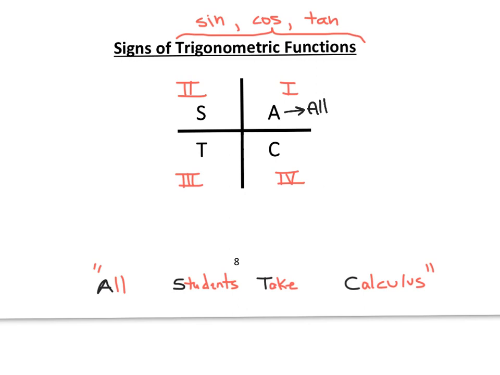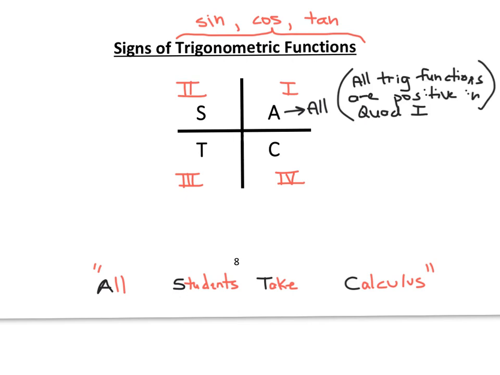Okay, and what that means is all of the trig functions that we know at this point are positive in the first quadrant. So the only three trig functions we know are sine, cosine, and tan. So if we're working in this first quadrant, all three of these are positive. So let me write that out. Okay, so for right now, we only know three of them, but all trig functions are positive in quadrant 1.